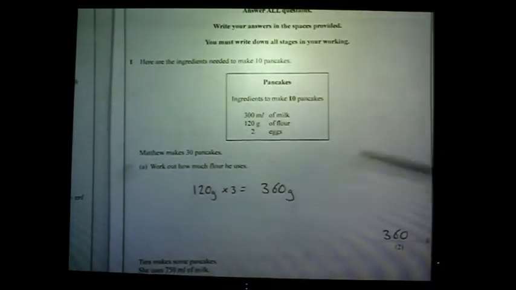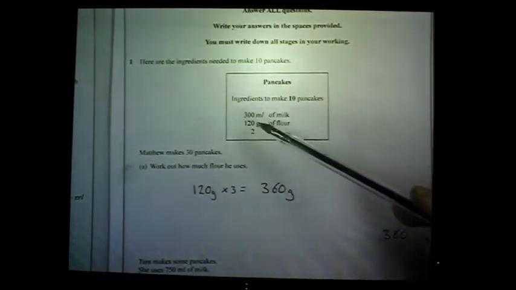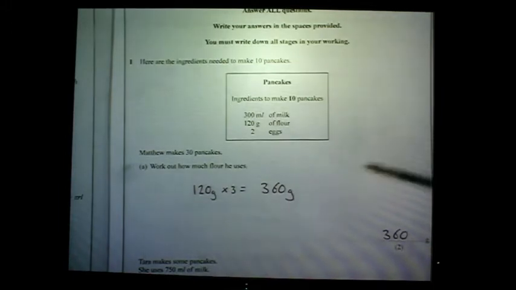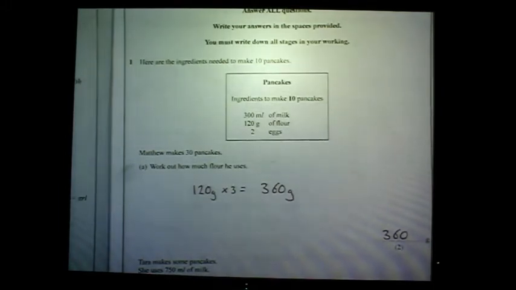Matthew makes 30 pancakes. How much flour does he use? He uses 120 grams for 10, so multiply it by 3 because he makes 30, so that is 360 grams.